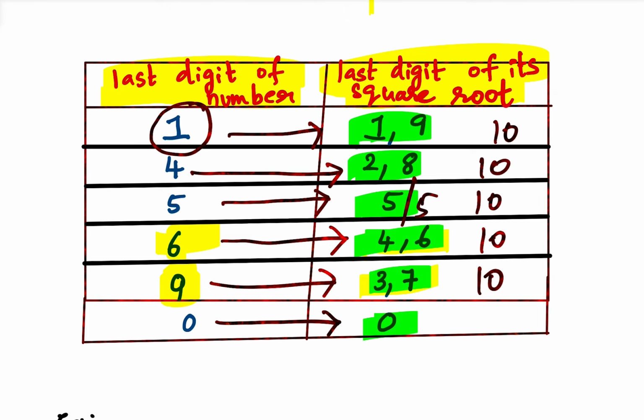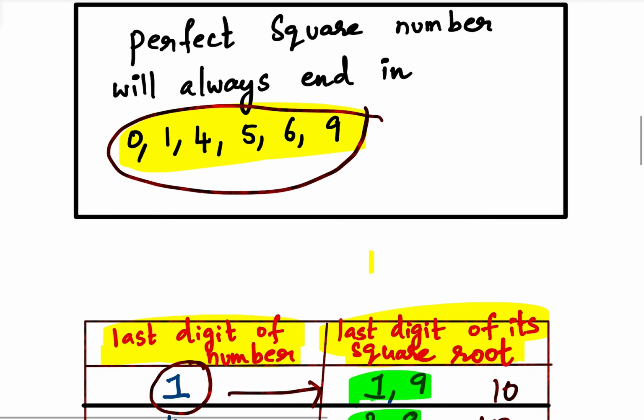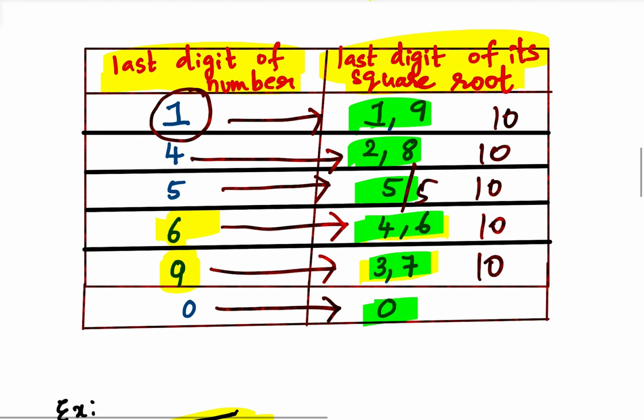So if you keep these 3 points which I have told you in mind: point number 1, I am going to discuss the trick only for perfect square numbers. Point number 2, perfect square numbers will always end in 0, 1, 4, 5, 6, 9. They can never end in 2, 3, 7, 8. And third point is when you have, let's say, 1 as last digit of perfect square number, the square root of it will have either 1 or 9. Similarly, for 4, 5, 6, 9 and 0, you have to remember the facts.